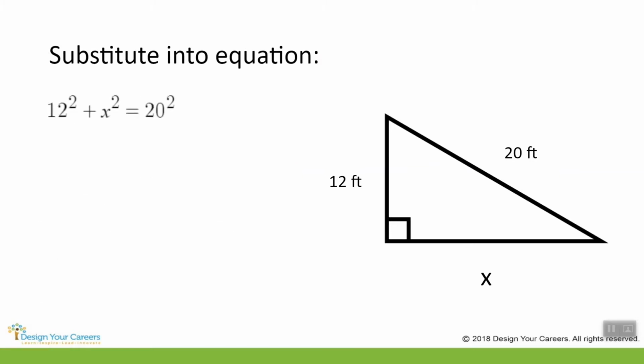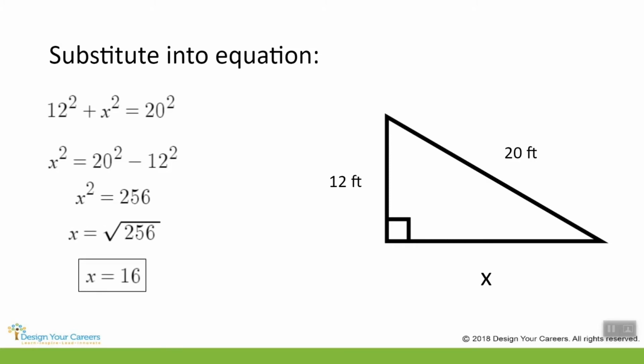So you have 12 squared plus x squared is equal to 20 squared. What you have to do is isolate the x squared so you can find the length. So x squared is equal to 20 squared minus 12 squared, and then x squared is equal to 256. Now you take the square root of both sides, and you get x is equal to the square root of 256. Therefore, x is equal to 16. But you can't forget the unit, feet.